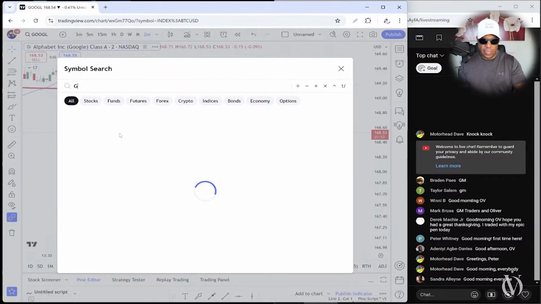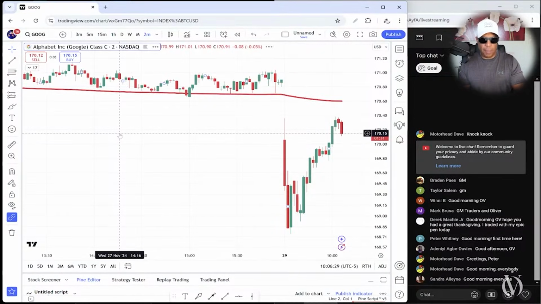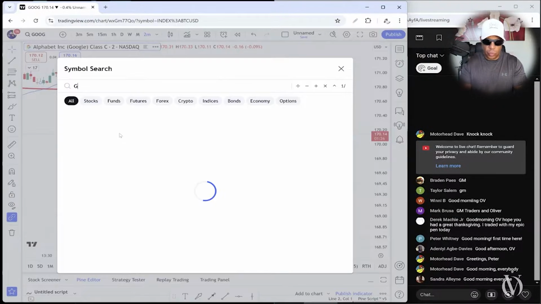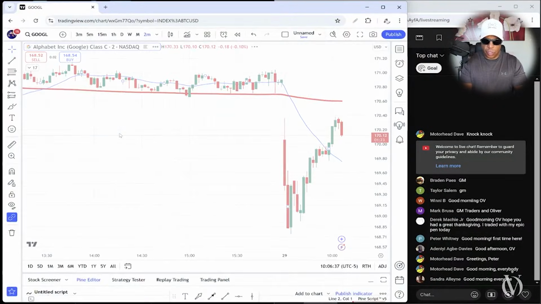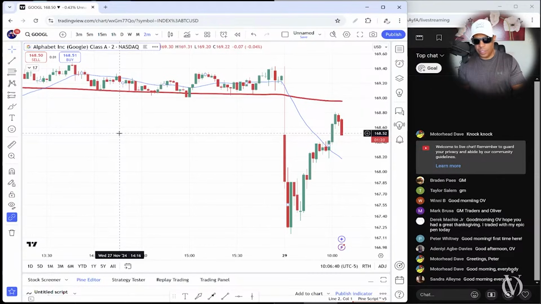So you have GOOG, that's the Class C shares. And then you have Google L, which are the Class A shares. Now, without going into any great detail, the different classes will have different rights for owners of the stock. One might have no voting rights or fewer voting rights than another. That's not really important as far as our activity in the stock goes.